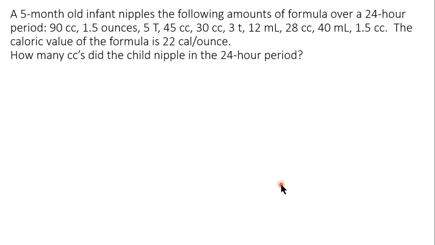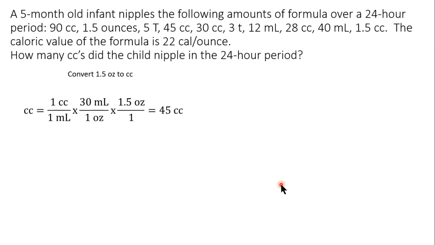So we have to convert the ounces to cc. Remember that cc's is the same as a milliliter, and we know the conversion between milliliters and ounces. So 1 cc over 1 milliliter times 30 milliliters over 1 ounce, and 1.5 ounces over 1, remember the placeholder, gives us 45 cc's.